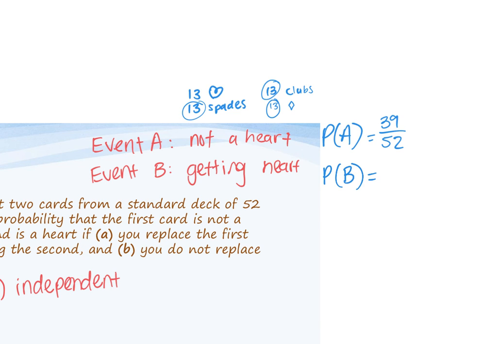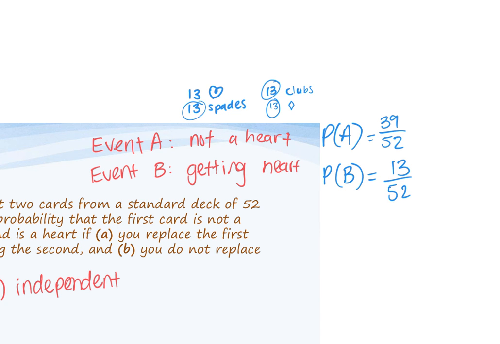Now, we don't care what happened in probability of A because we're replacing that card. So it doesn't affect probability of B. You guys cool with that? Because they're independent events. So what would be the probability of getting a heart on the second draw? 52 is still the denominator. But how many hearts do we have to pick from? 13.